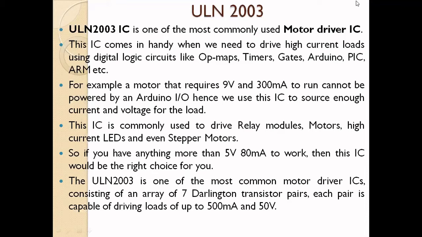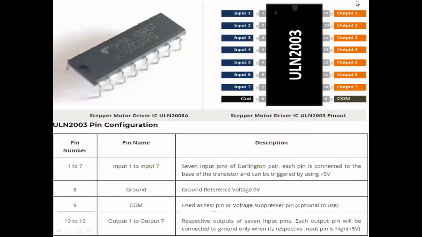So there are 7 Darlington transistor pairs available. This is the driver circuit. It consists of 16 pins: 7 input pins and 7 output pins. One is called a ground pin, and another one is called a common pin. So you have to give a positive voltage and a ground signal to this IC.